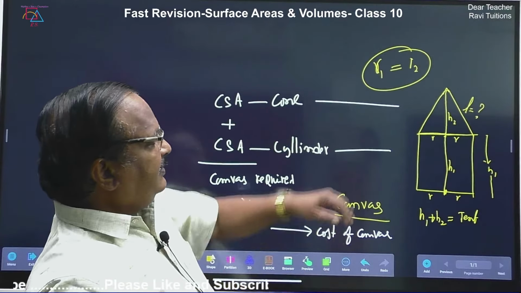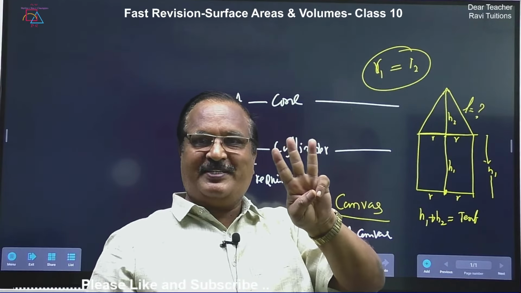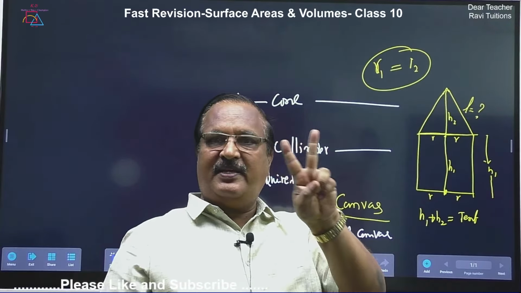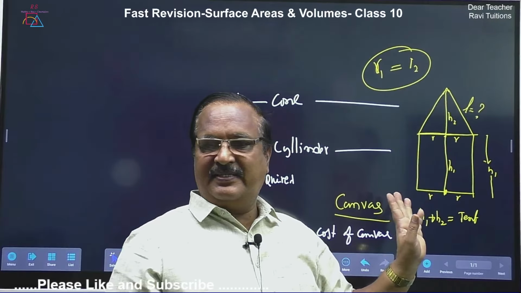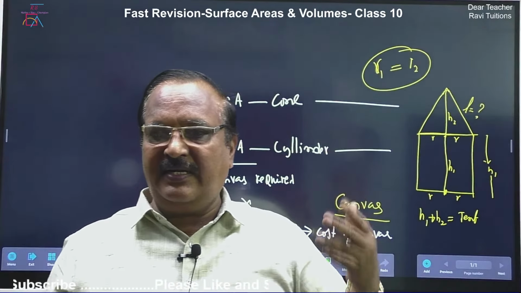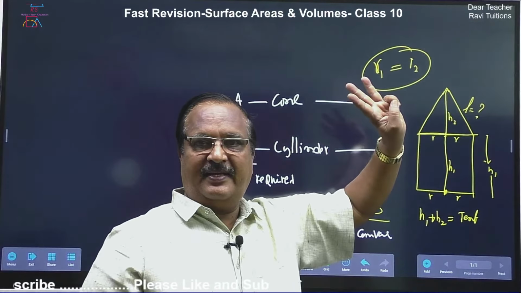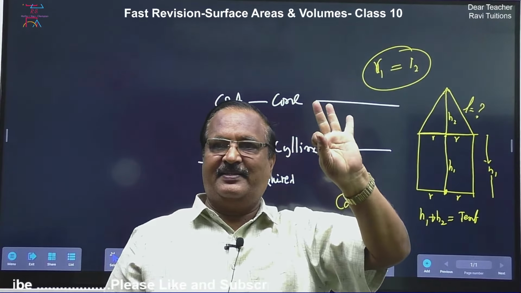So now this is L. So for cone, 3 measurements: radius, height and the slant height. For cylinder, only 2 measurements: height and the radius. So like this you should understand. Cone, 3 measurements are there: radius, height and the slant height.